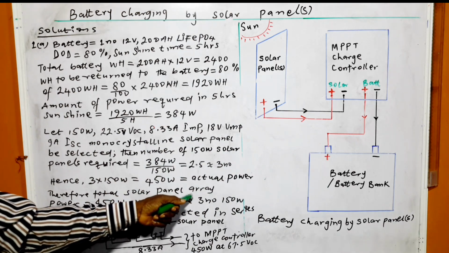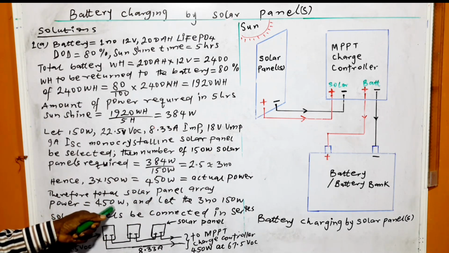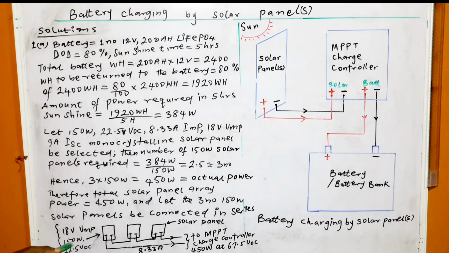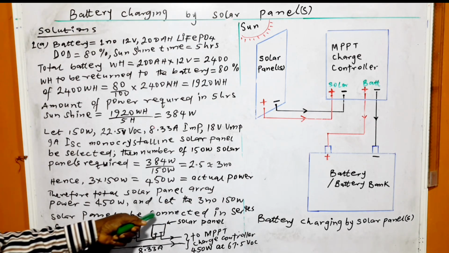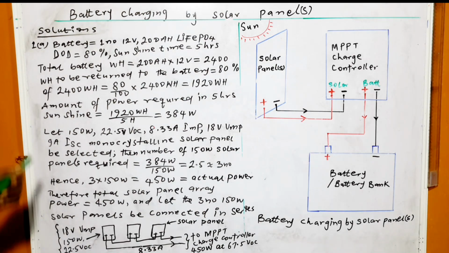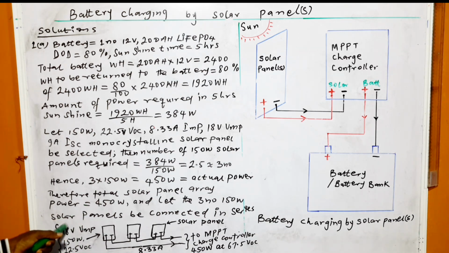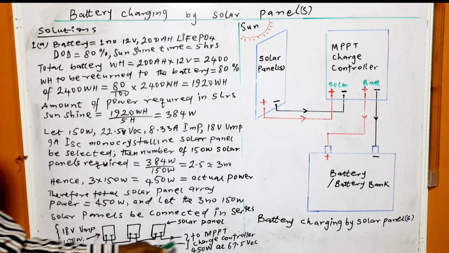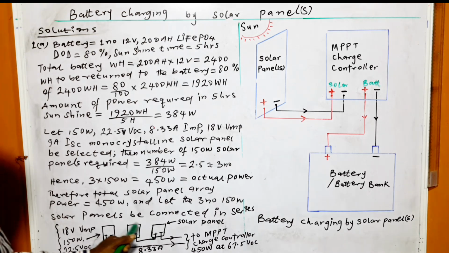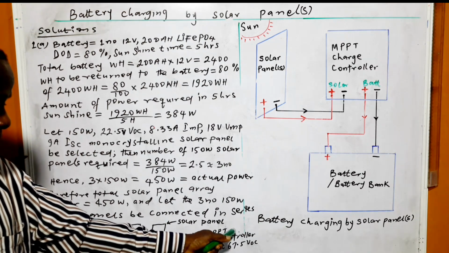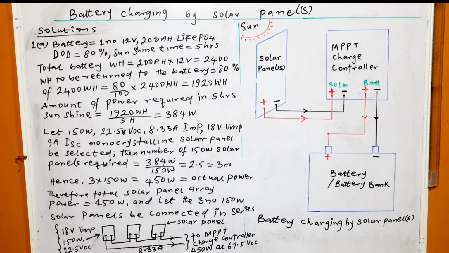Therefore, total solar panel array power is equal to 450 watts, and let the 3 number 150 watt solar panels be connected in series. So the answer to the A part is 3 number 150 watt monocrystalline solar panels with all these parameters, and they are to be connected in series as shown here. Then we have the output of the solar panels going to the MPPT solar charge controller. MPPT means maximum power point tracking.